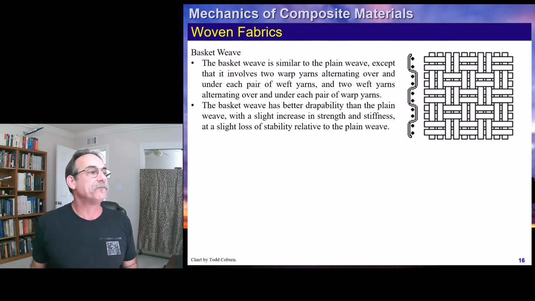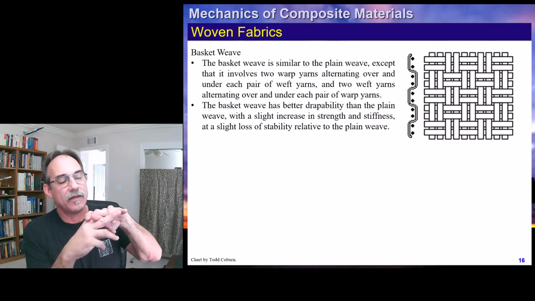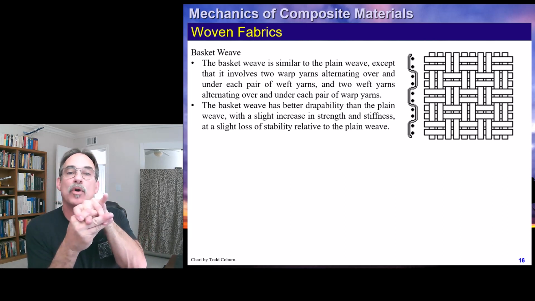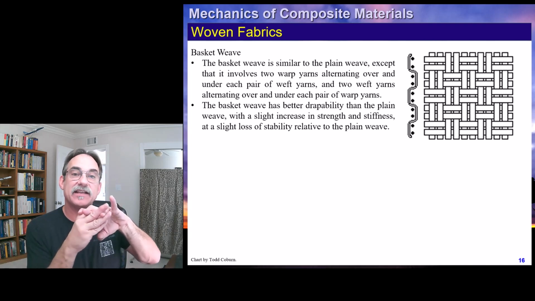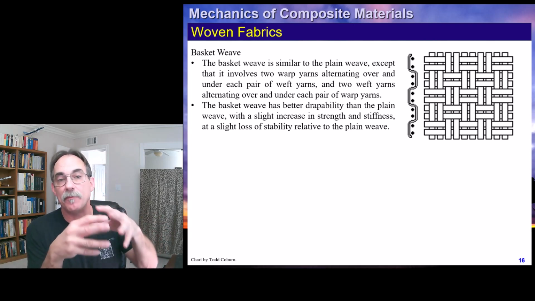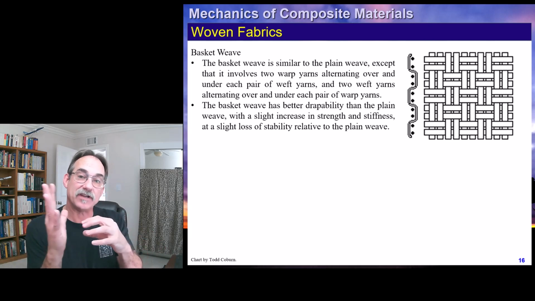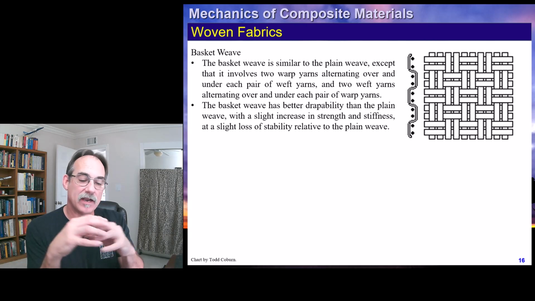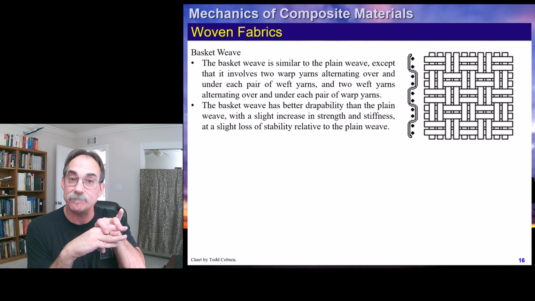Okay? Because now each time we go over and under, it tends to make more crossovers, so it's more stable and less liable for everything to come apart. But it's going to make it stiffer, in the sense of being hard to drape. We call it drapeability. If we have a curved shape like a rocket nose or a missile nose and we want to drape that composite over it, the more intersections of the fiber, the harder it is going to be to drape it.